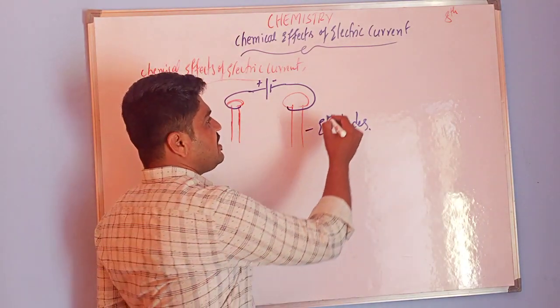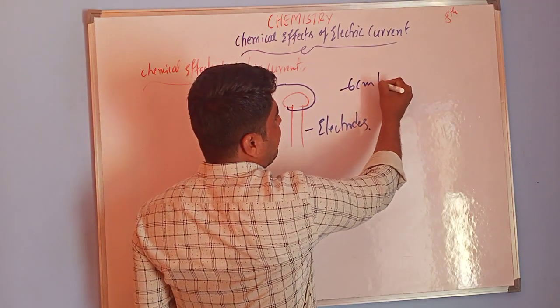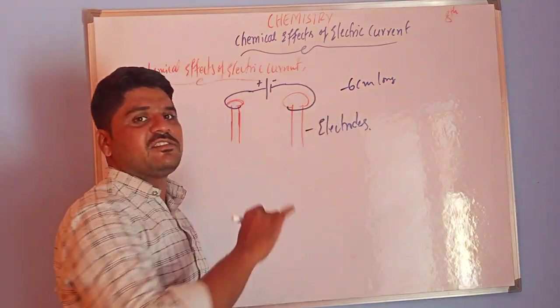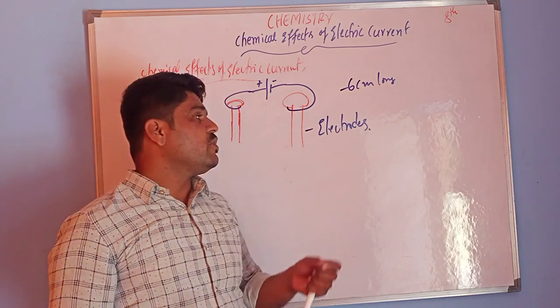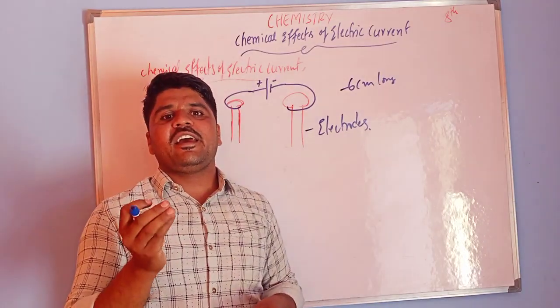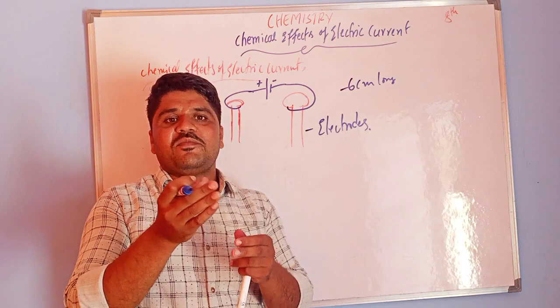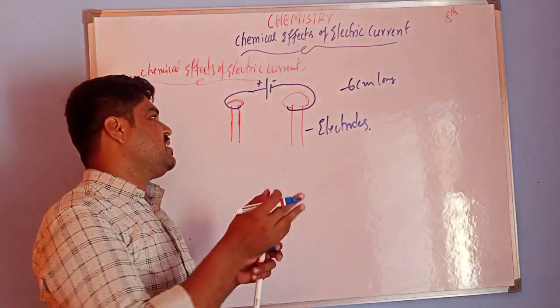They should be 6 centimeters long; 6 centimeter long iron nails can be used. For this, take a cup full of water in a plastic or glass bowl.